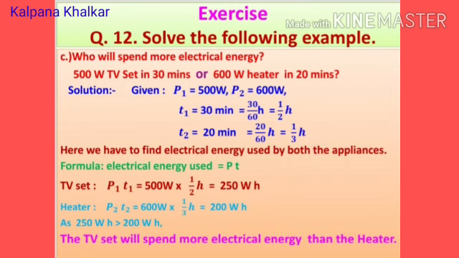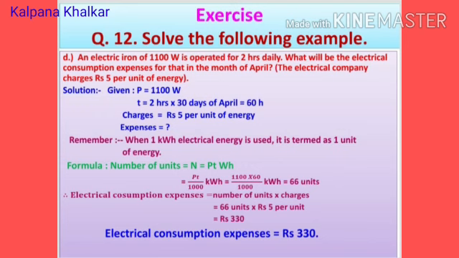hour. Here we have to find the electrical energy used by both the appliances. Formula: electrical energy used is equal to P into T. TV set: P1 T1 is equal to 500 watt into 1 by 2 hour, is equal to 250 watt hour. And for the heater, P2 T2, which is equal to 600 watt into 1 by 3 hour, which is equal to 200 watt hour. As 250 watt hour is greater than 200 watt hour, the TV set will spend more electrical energy than the heater.